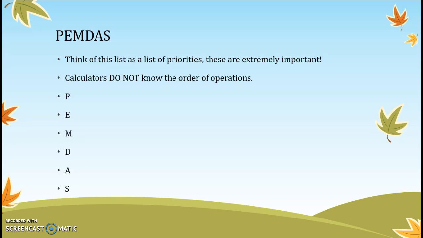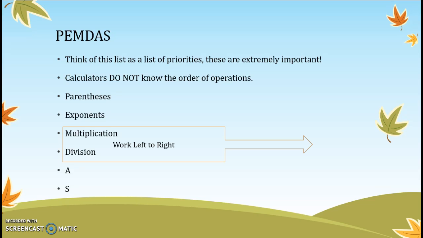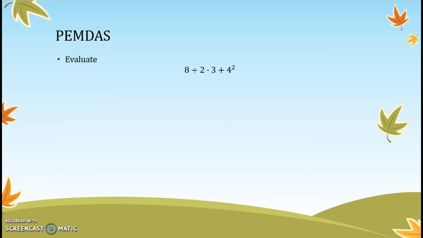So the P stands for parentheses, then come the exponents, then comes multiplication and division at the same time because we want to work them left to right, and then addition and subtraction. Just like multiplication and division, we want to work addition and subtraction left to right.